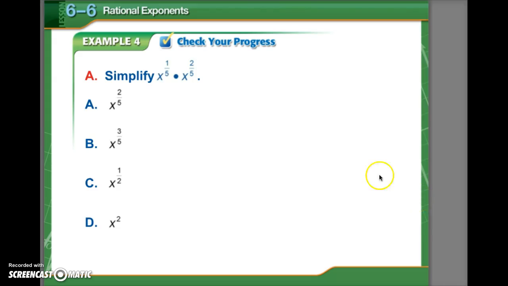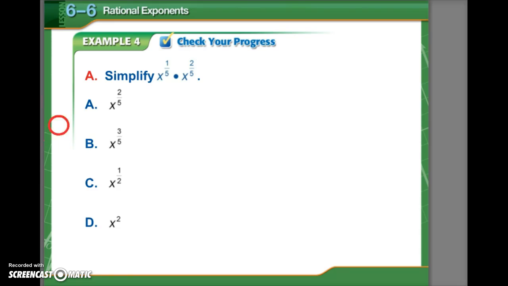Okay, some check your progress problems. First, we're going to simplify x to the 1/5 times x to the 2/5. When you have your answer, go on to the next slide. And your answer this time is B.